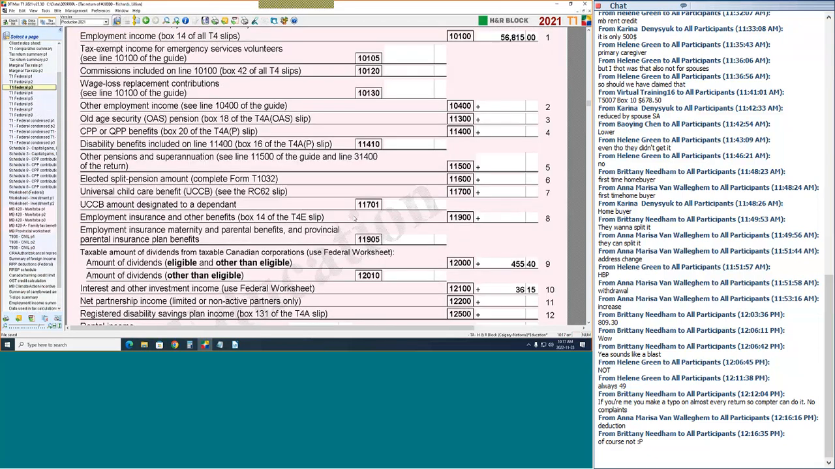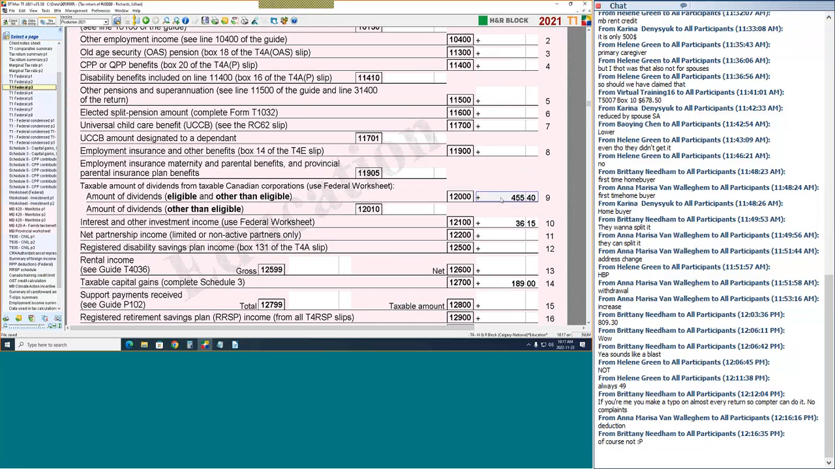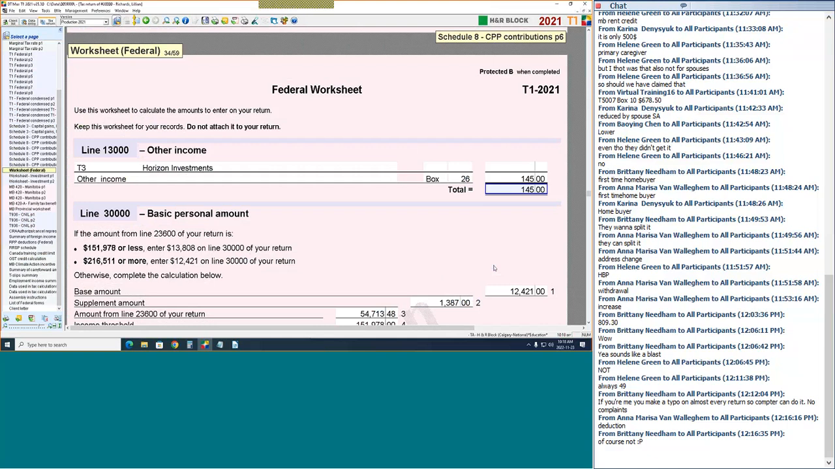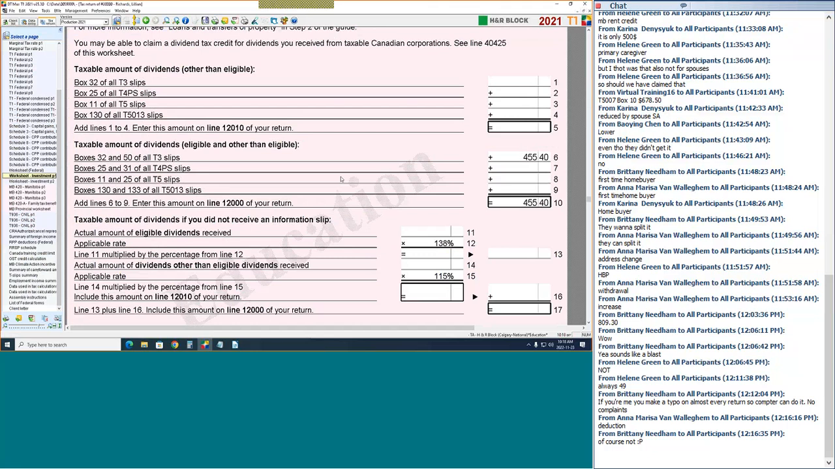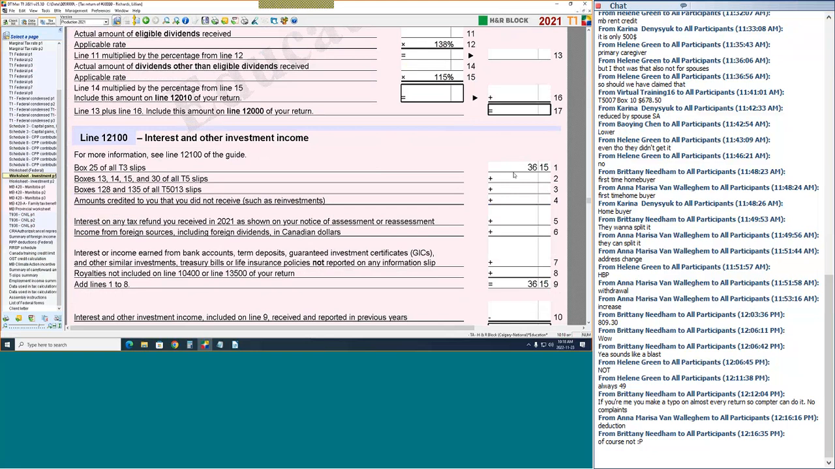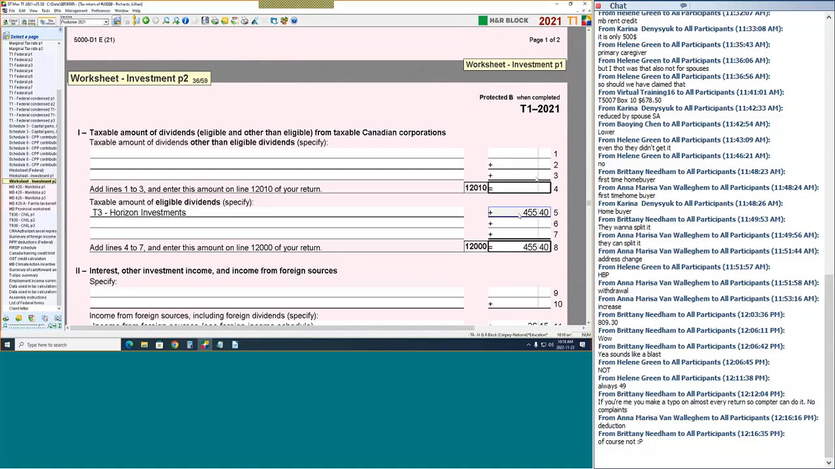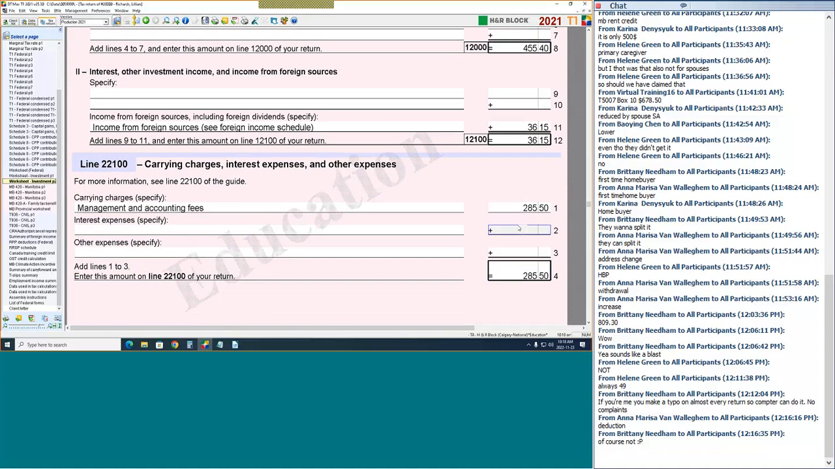Let's go find it. So I now have dividends, interest, taxable capital gains, and other income. And if I click on other income, it's going to take me to my worksheet and tell me where that came from. And if I go to my investment page on my worksheet, you're going to see this dividend came from a T3 slip. That is correct. You're going to see I had a box 25 on my T3 slip. That is correct. It went into the correct line. And you're going to see my dividends, again, income from foreign sources, and my carrying charges on my carrying charges section.